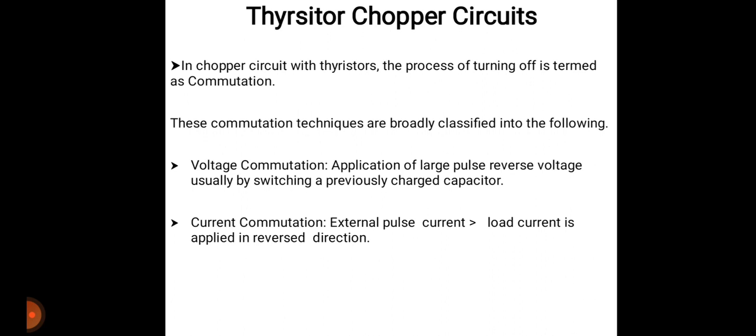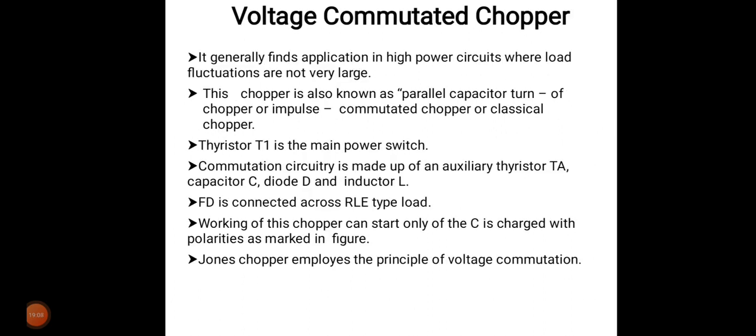An important feature of current commutation is the connection of a diode in anti-parallel with the main thyristor so that the voltage drop across the diode reverse biases the main SCR. Now we will see these commutation techniques in detail. First one is the voltage commutated chopper.